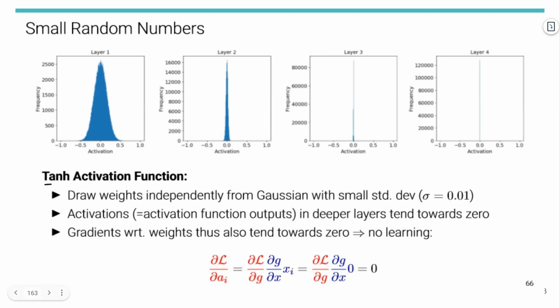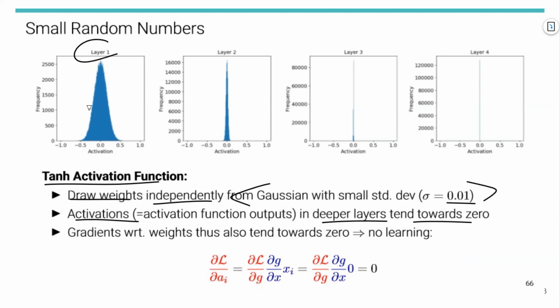For the hyperbolic tangent activation function, let's assume that we draw weights independently from a Gaussian with small standard deviation, like 0.01. Then the activations in deeper layers tend towards 0. In the first layer, the weights are distributed quite well because you are drawing these weights from a Gaussian, and they look like this. However, even by layers 3 and 4, they become squashed to have 0 values.